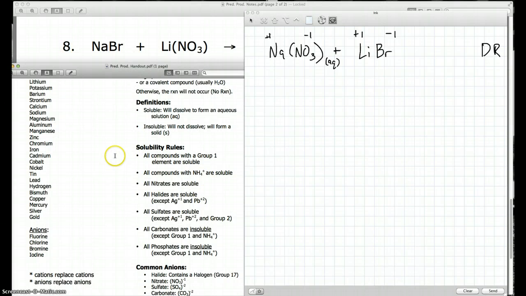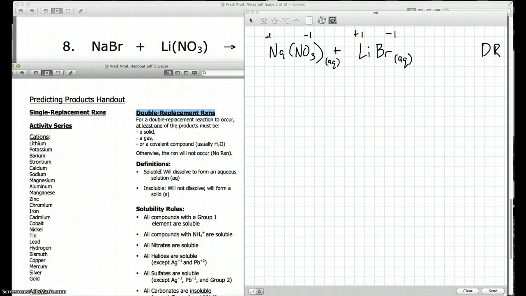So there are two different rules. They would get you the same answer. It doesn't matter which one you use. I think it's easier just the group 1. So anything in group 1 is soluble. So lithium's in group 1, so it is soluble, meaning aq.